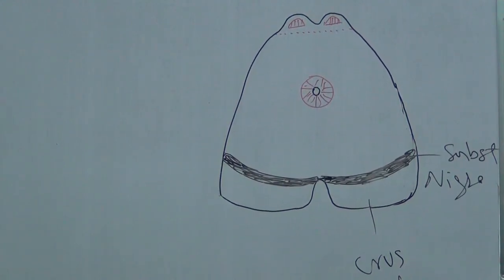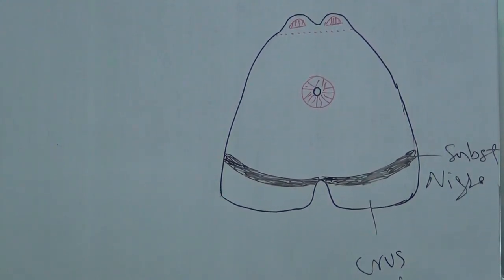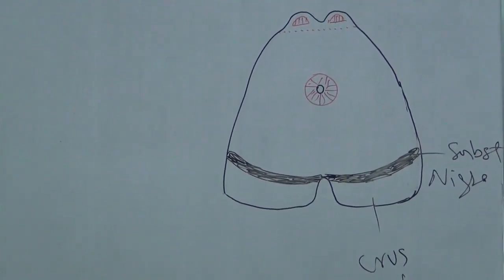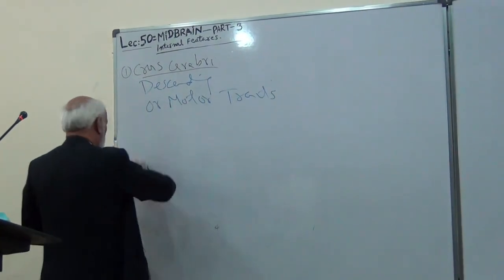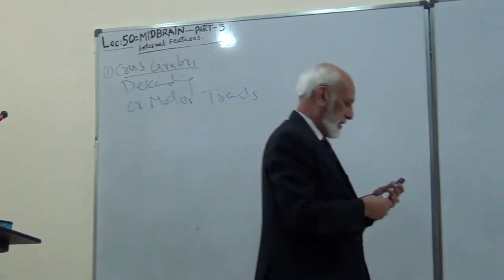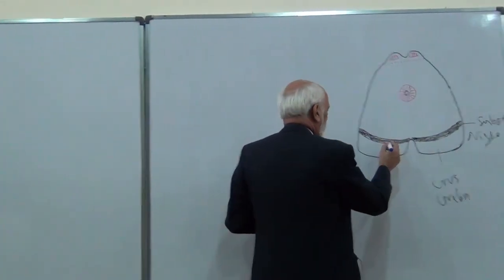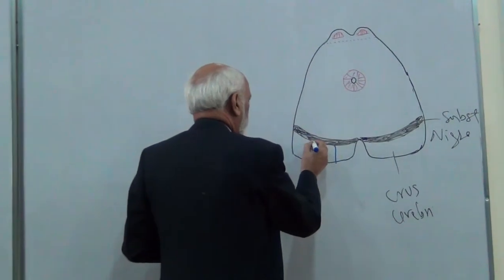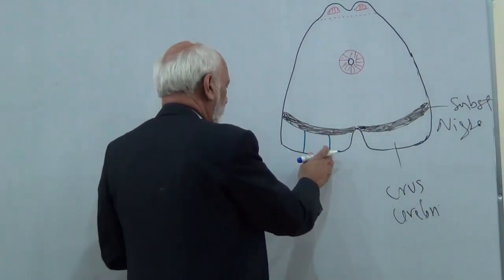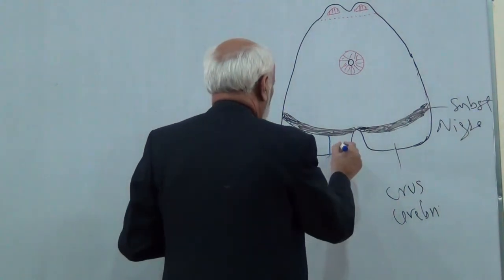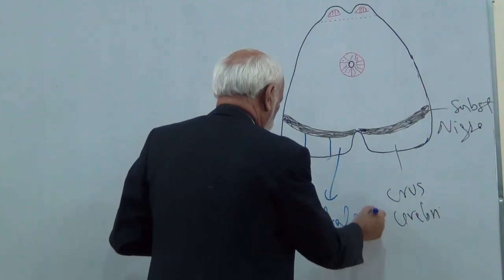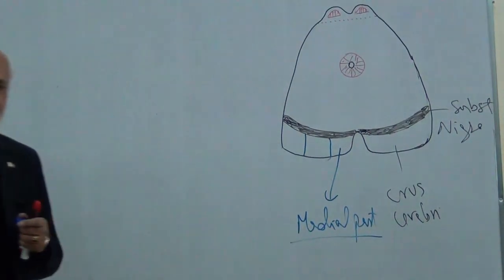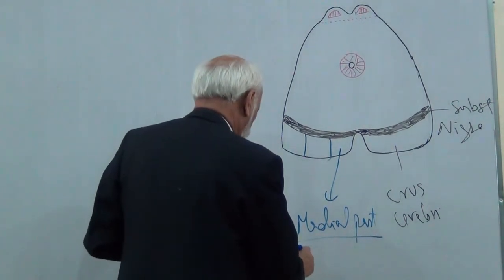So, in the crus cerebri, there are only descending tracts. Descending are motor tracts. And you know that the crus cerebri is divided into medial part, intermediate part, and lateral part. In the medial part of the crus cerebri, there are corticopontine tracts.